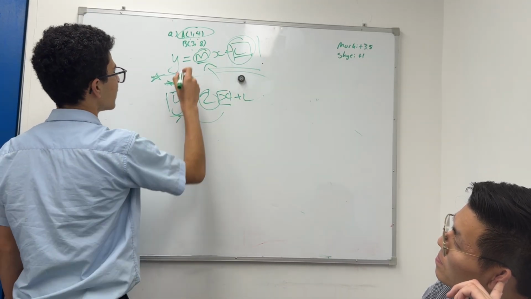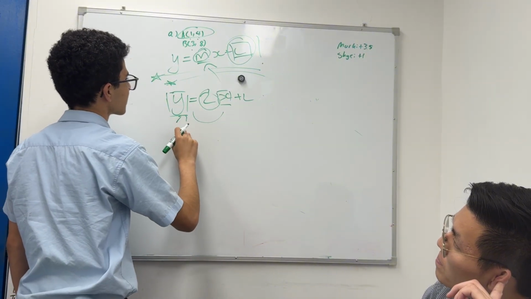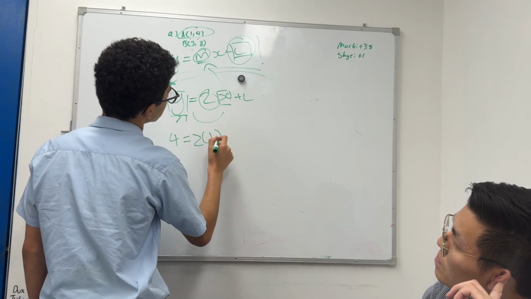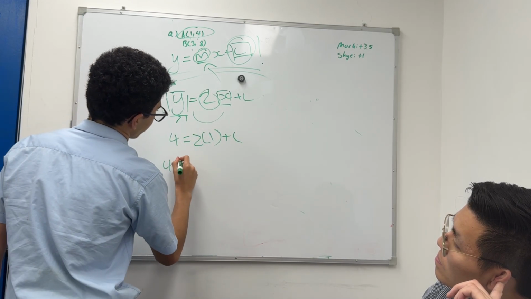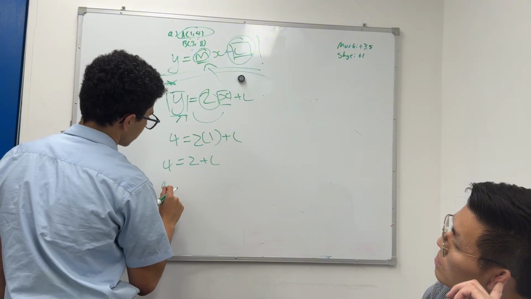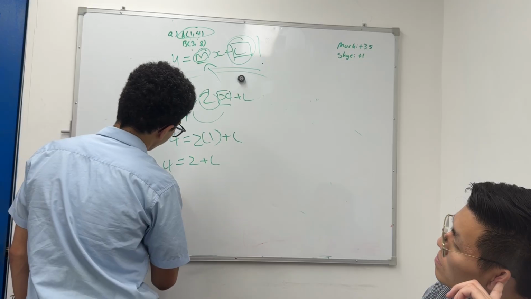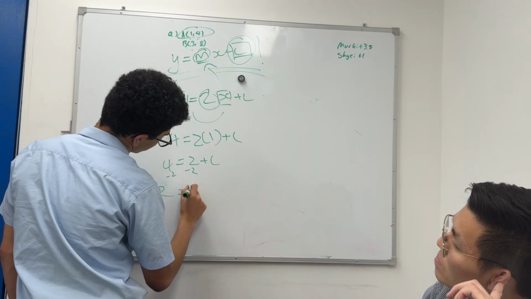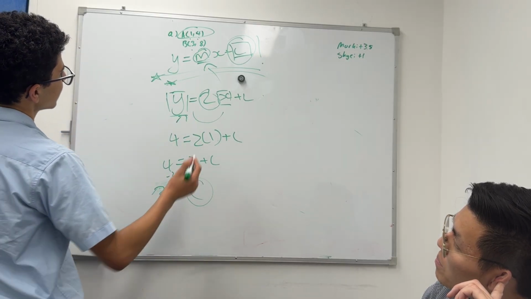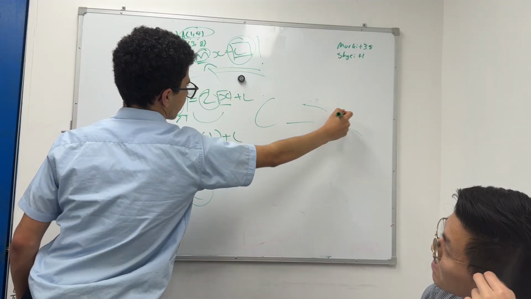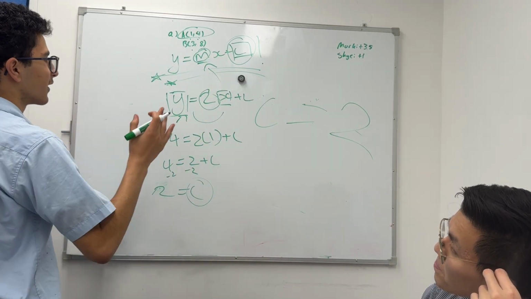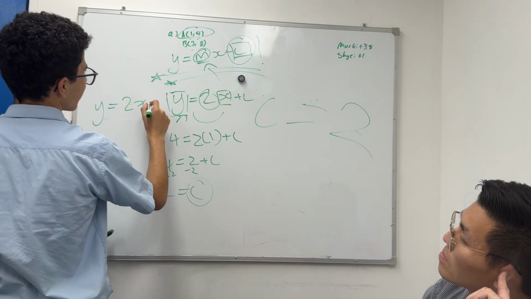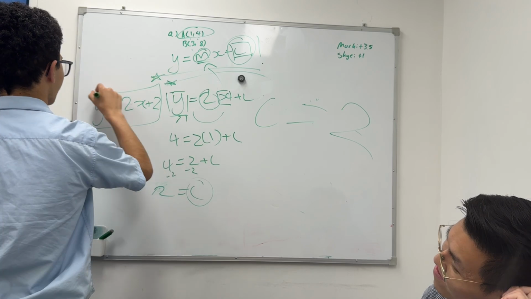To make this 10 times easier, we substitute this into this. So it would be 4 equals 2 times 1 plus c. 4 equals 2 plus c. 4 minus 2 is 2 equals c. Found that. C equals 2. So the whole formula is y equals 2x plus 2.